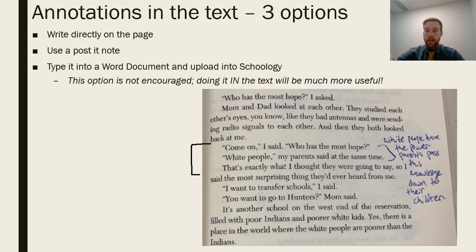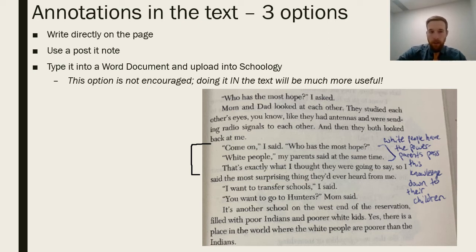I put my annotation right on there. And my comment is: white people have the power. His parents pass this knowledge down to their children. So there's generational oppression going on there. But the nice thing about this is that I don't have to write the quote. The quote's already there. I've just boxed out where my quote is and put my writing in there.